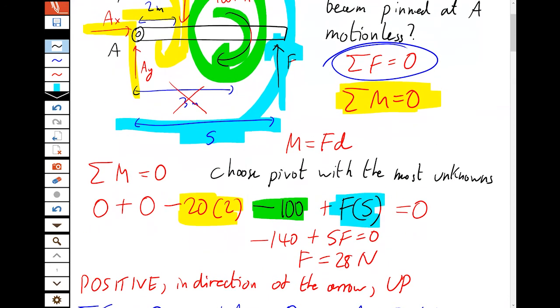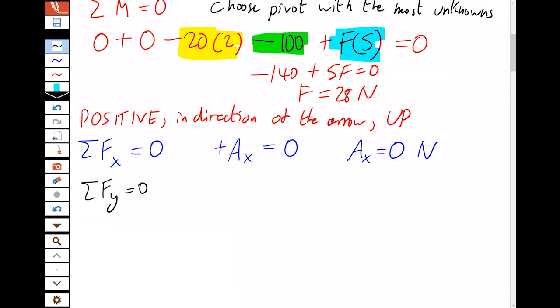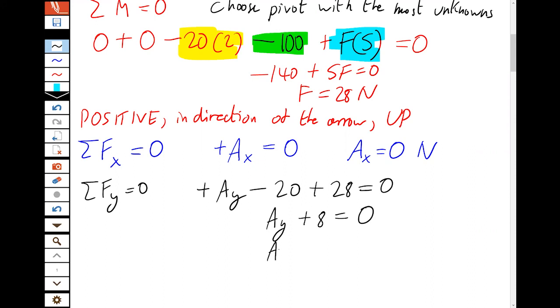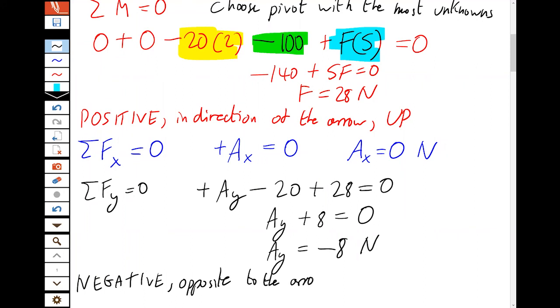And then the vertical forces is 0. So if we look at it, the arrow of AY is pointing up. So we've plus AY up. Then we had 20 newtons going down. Then we'd plus F, which is 28 going up, which is 0. So we find that AY plus 8 is 0. So AY is minus 8 newtons. That's negative, so it's opposite to the arrow. AY is down.